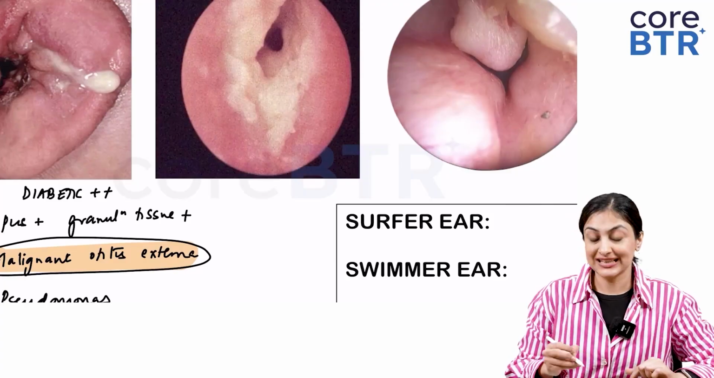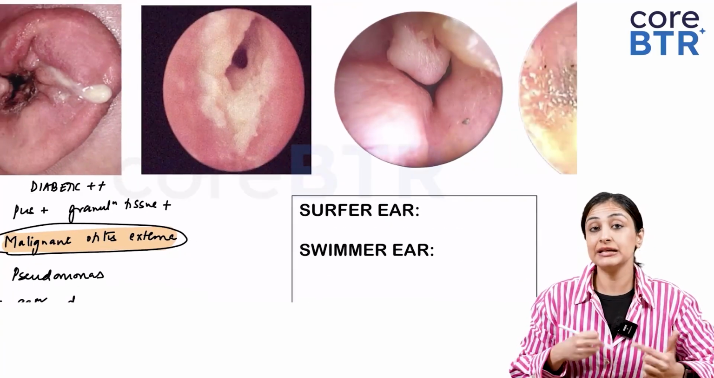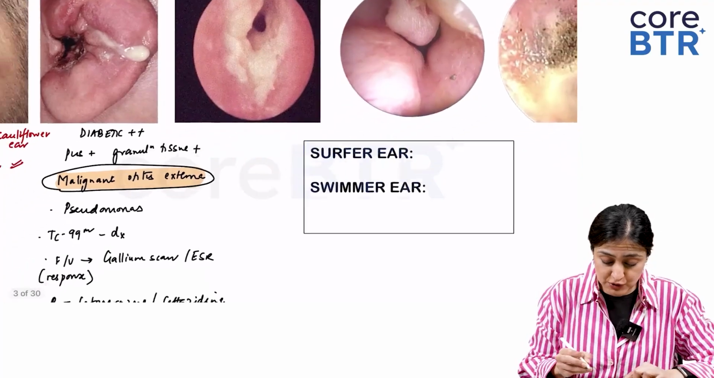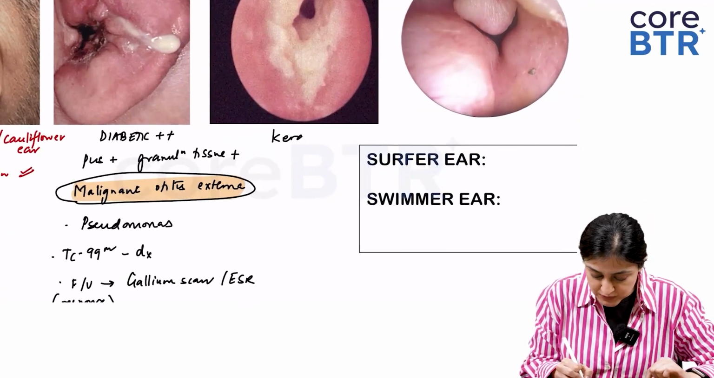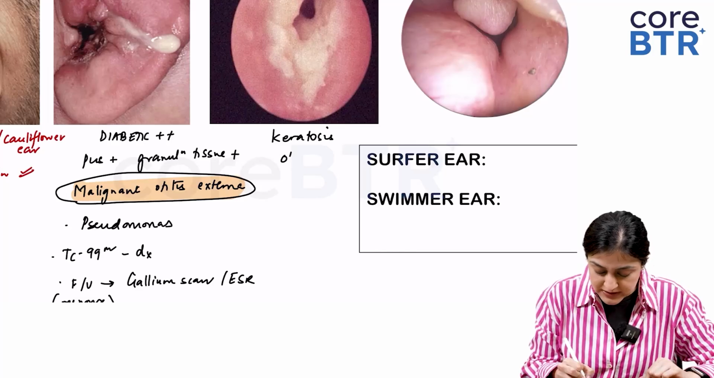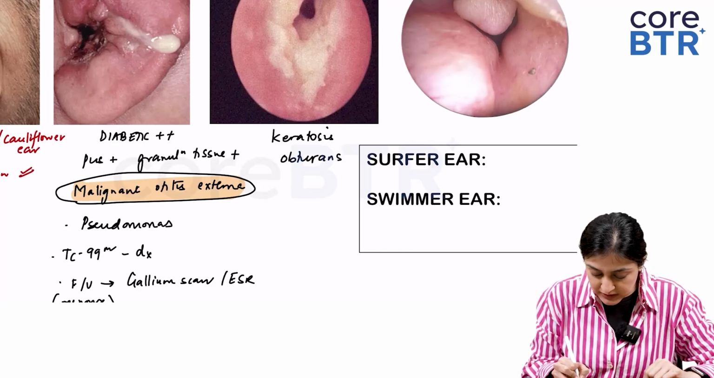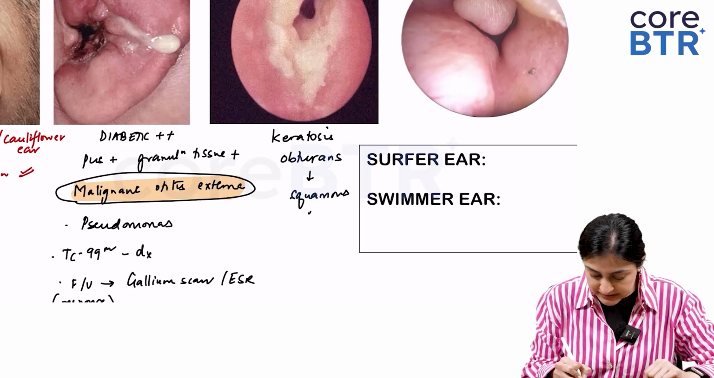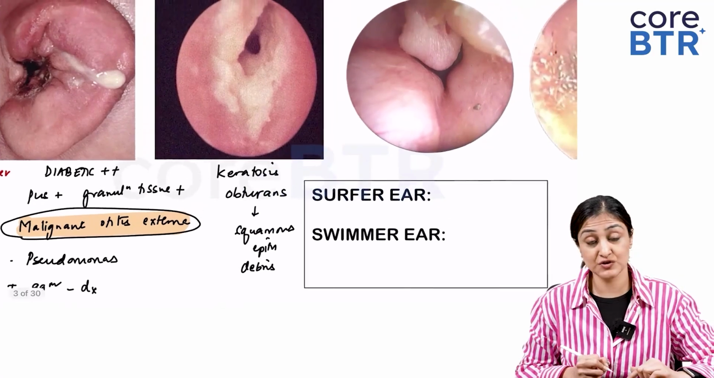Next, we have this collection of squamous epithelium which is collecting in the ear. This is what is called as keratosis obturans. So what is keratosis obturans? This is a collection of squamous epithelium. So this is squamous epithelial debris or keratin which is collecting in the ear, just a spotter.